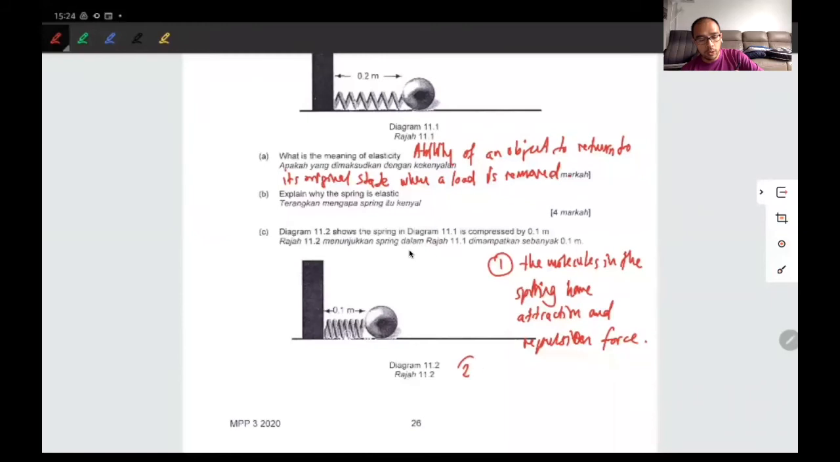Okay, number 2, when the spring is stretched, the molecules move further apart. Okay, point number 3.